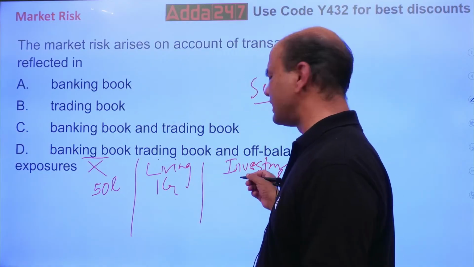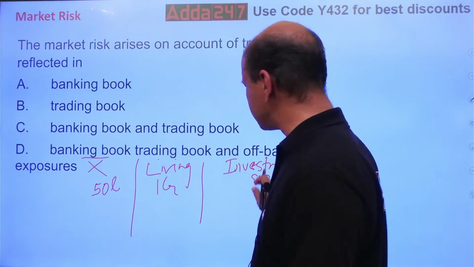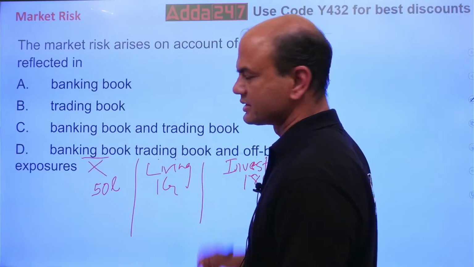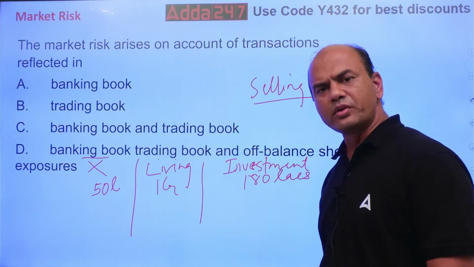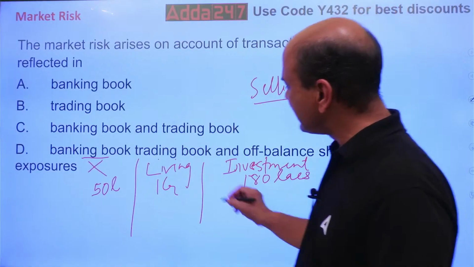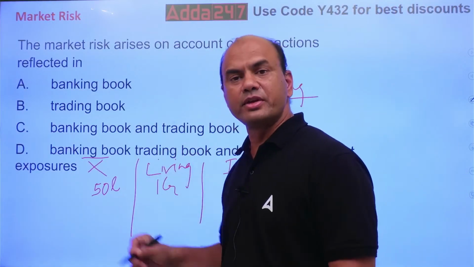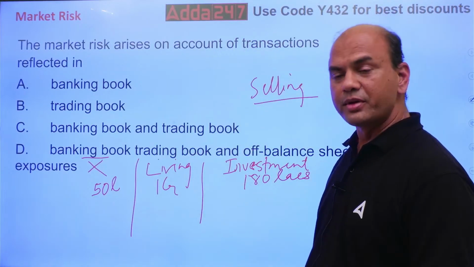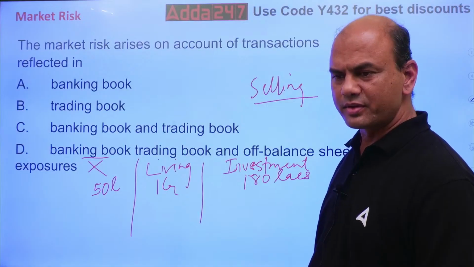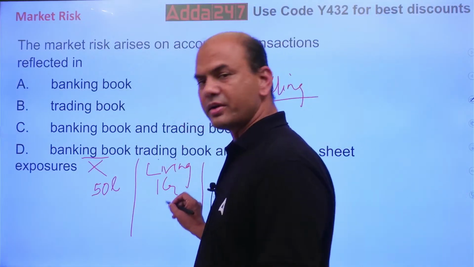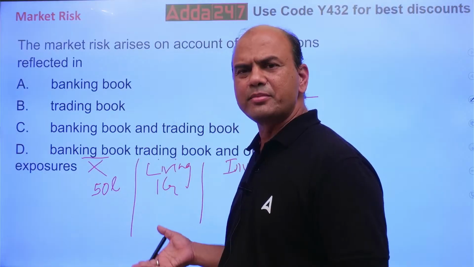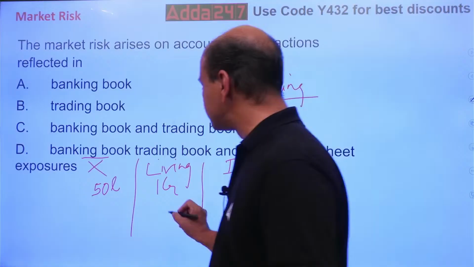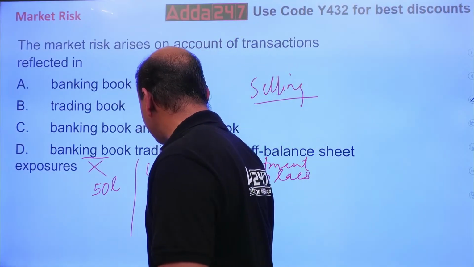Or you can call it anything, any number you can give. I'm just giving you a sample number. I can give you 180 lakhs. Chalo, 180 lakhs. So now you tell me, will I sell the flat in which I am living? Do you think I'll sell this flat? I won't sell it, because my family is there, all my relations are there. So this is known as banking book, which you are not going to sell.